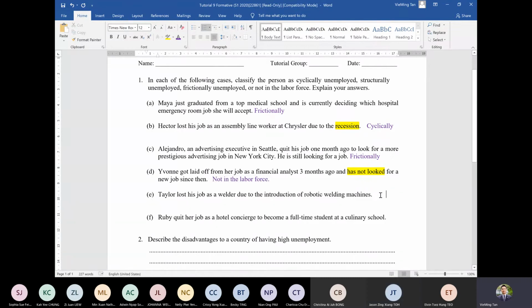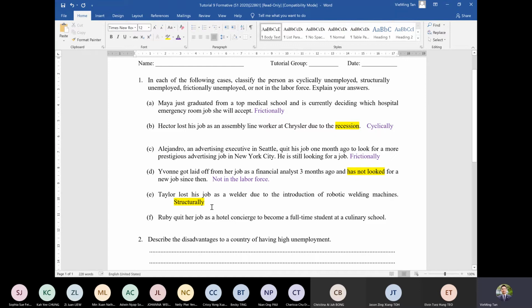So which one is the keyword for this sentence? Structural, correct? Due to the introduction of robotic welding machine. Yes, machine, robotic. Right? So that means the robot will replace humans to do the job. So humans lost the job. If that's the case, this is categorized as structural unemployment.